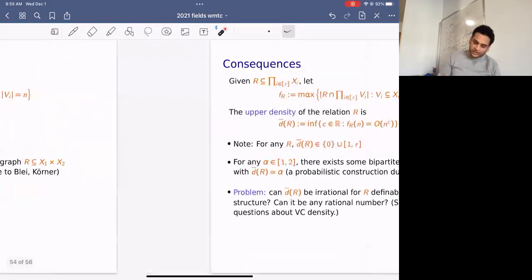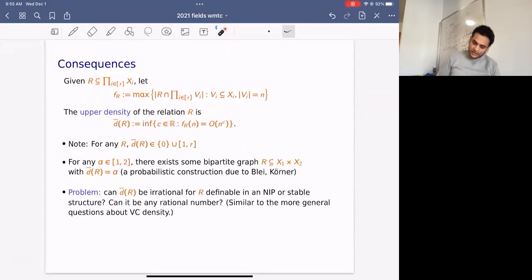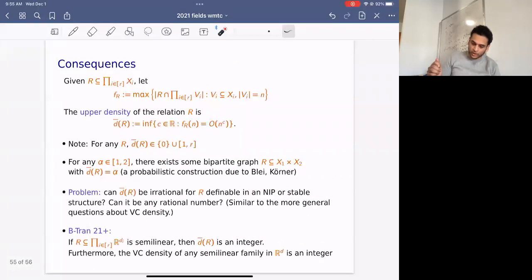But there's an open question, I'm not sure who it's due to: if I restrict my relation to be definable in NIP or a stable structure, can we get anything, or does it have to be a rational number or something like that? It's analogous to similar questions about the VC density. In ongoing work, what we can show is that if we have a semilinear relation, then this upper density should always be an integer. And building on this, we can show that the VC density of any semilinear family should be an integer.